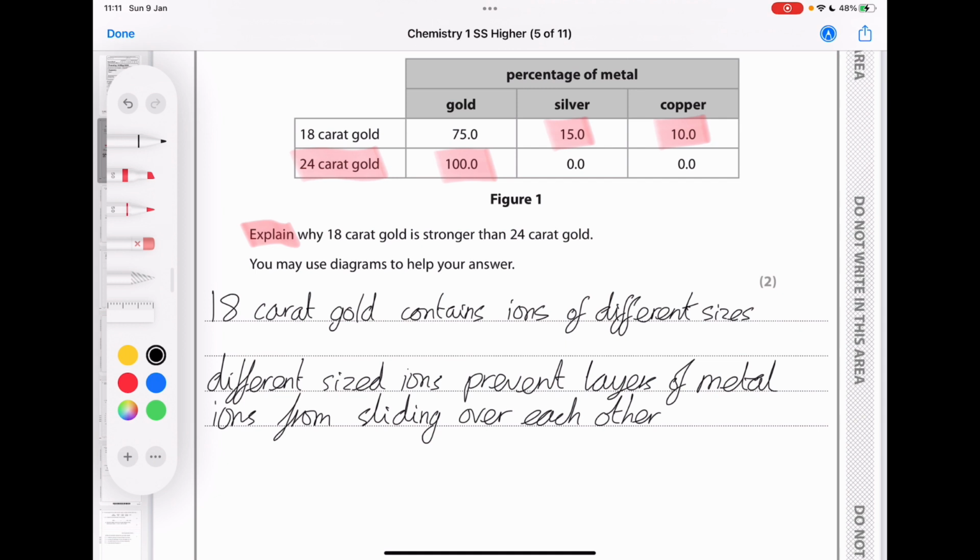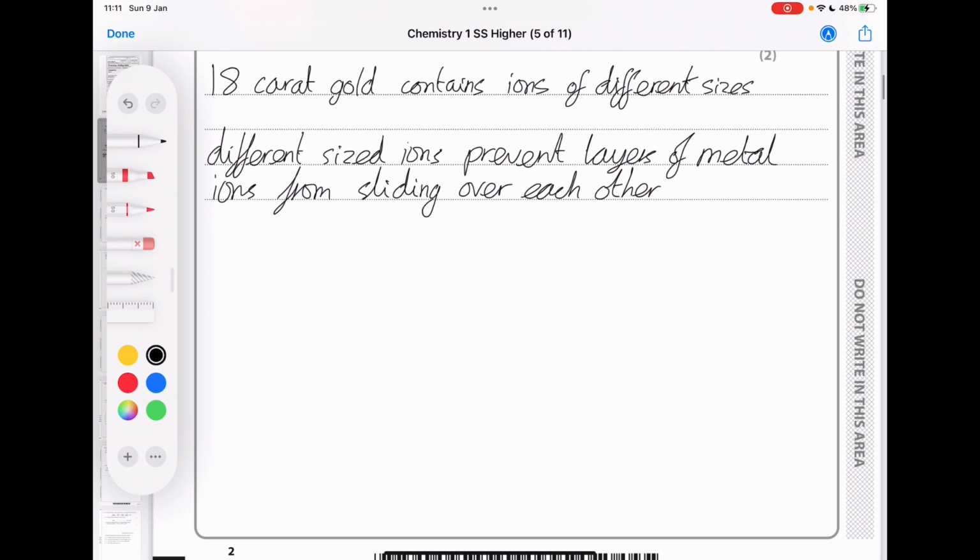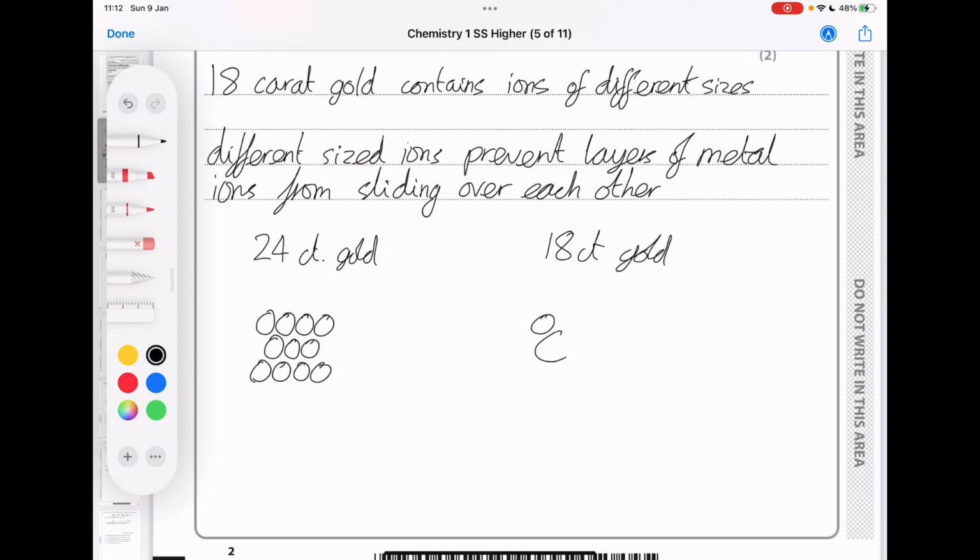You were allowed to use a diagram for this question, and we could have done so. If you wanted to, the best thing to do would have been to draw both. We could have said 24 karat gold would contain very similar sized ions, and we could have said that the 18 karat gold contained very different sized ions. Doesn't matter exactly which sizes you put in, but something like this.